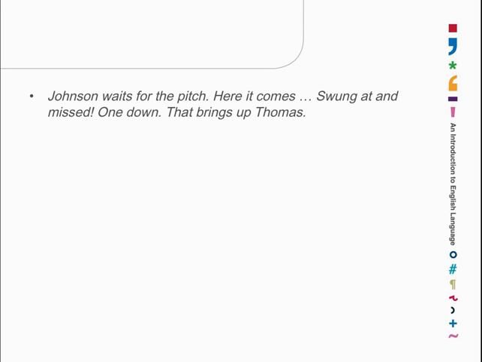Again, you couldn't just say this anywhere. Imagine meeting a terribly important person at a dinner party and coming up to them and saying, "Johnson waits for the pitch, here it comes, swung at and missed." You'd probably end up in a psychiatric institution.